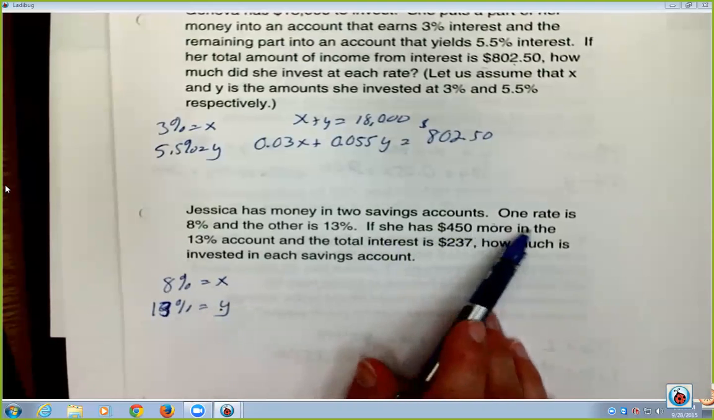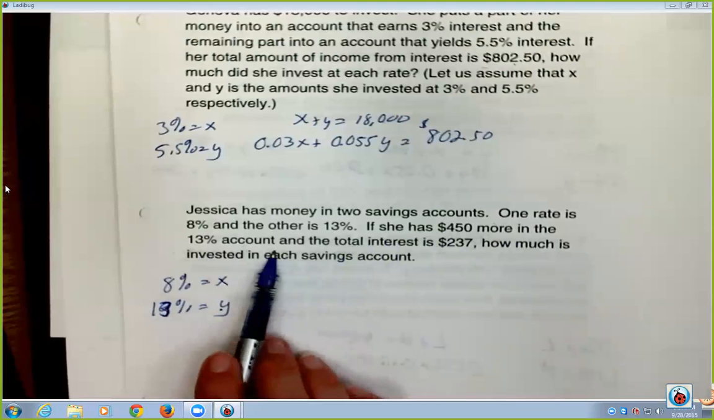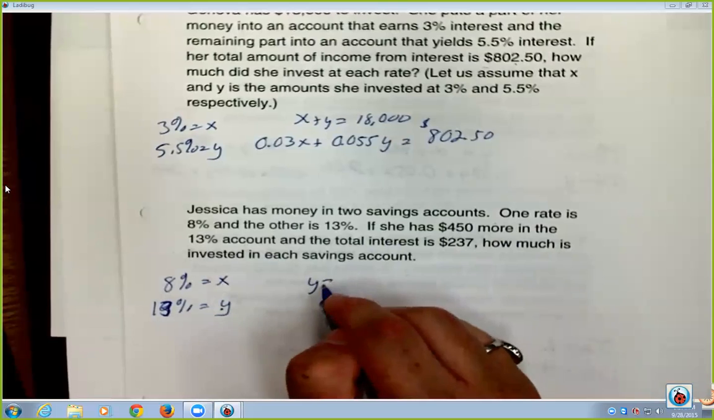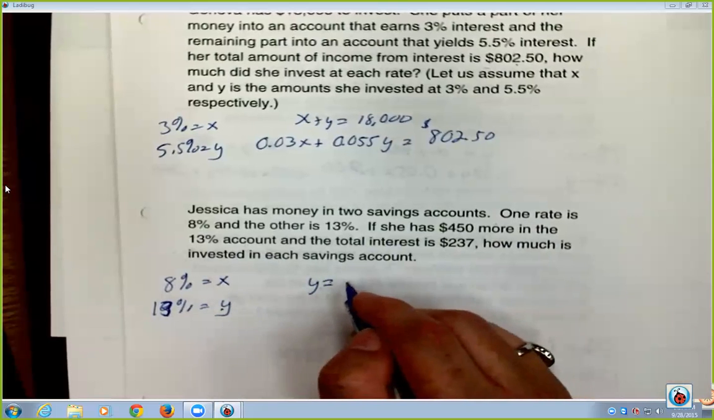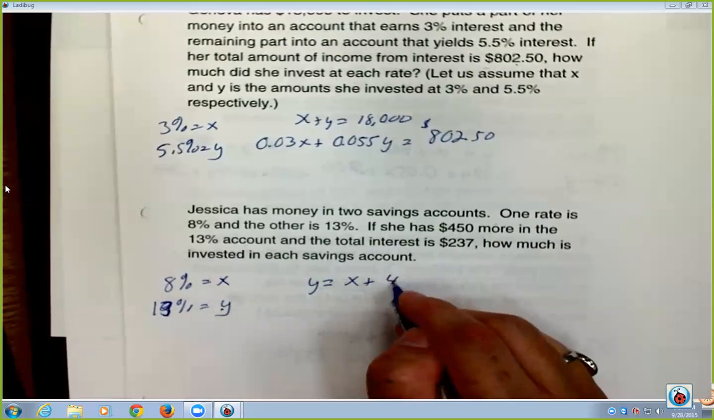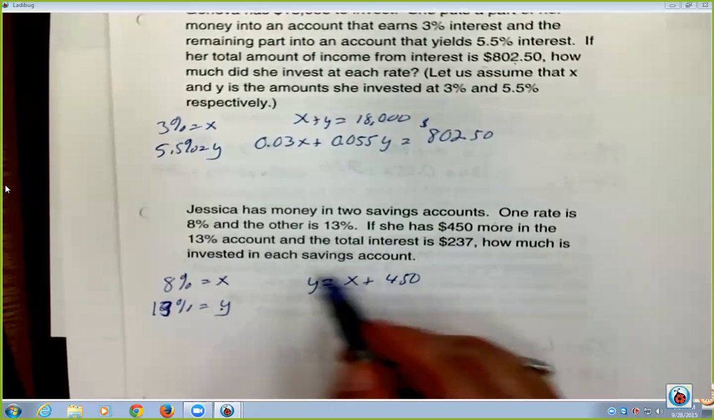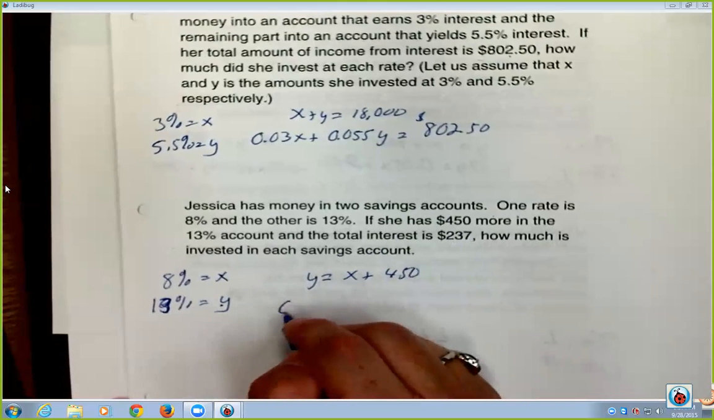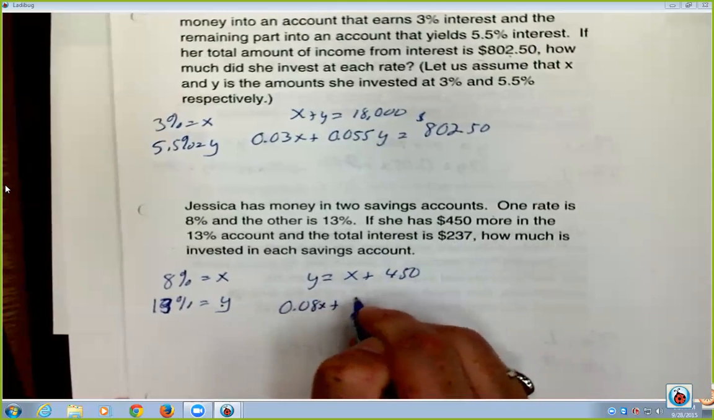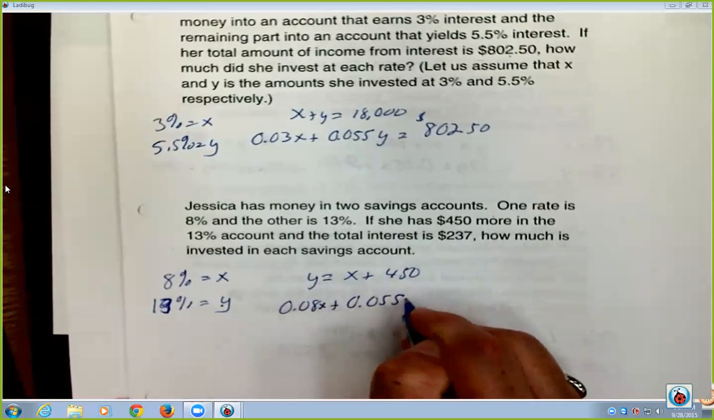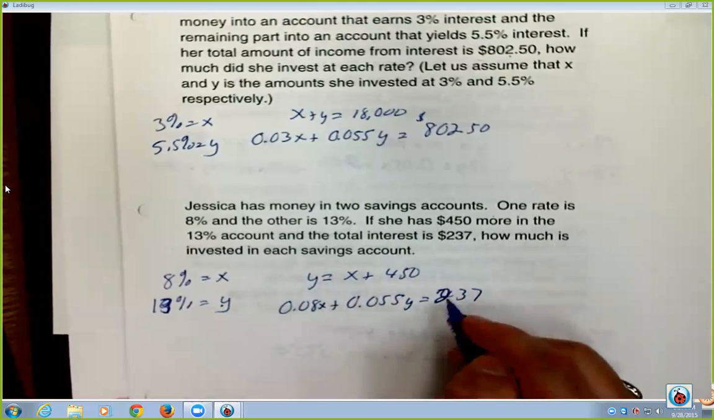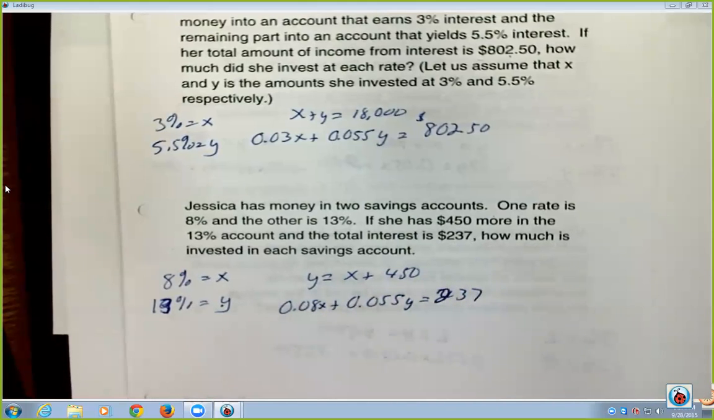She has $450 more in the 13% account. So that means that we have Y is equal to X plus 450 because she has more in the 13% account. And the total interest, so that means 0.08X plus 0.055Y is equal to 237. And then you would need to adjust stuff with that one too to get it for an answer.